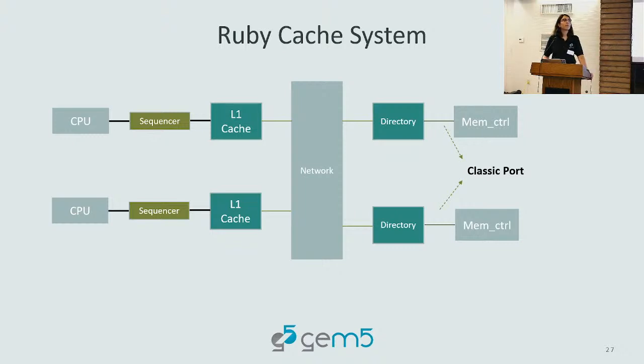Yes? Do you know how much overhead the sequencer adds? Is it a lot? So I believe that's part of the things that makes Ruby a bit slower than the classic cache, if I'm not wrong, in addition to the whole state machines that we're adding. Yeah. So it has to do conversion, right? So it's not as easy as the classic cache, where you just read that.